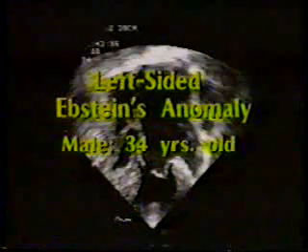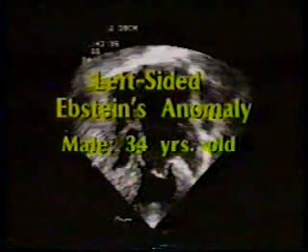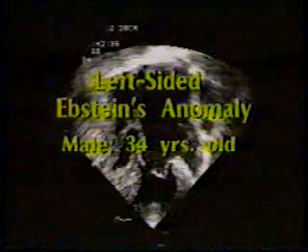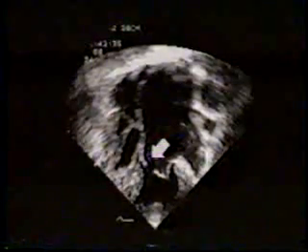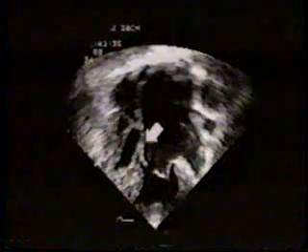Here is the apical four-chamber view of a 34-year-old patient with corrected transposition of great arteries. In this patient, Epstein's malformation of the left-sided tricuspid valve is present. Note displacement of the septal leaflet below the level of the anterior leaflet of mitral valve in this position. Also pay attention to this hugely dilated left atrium.